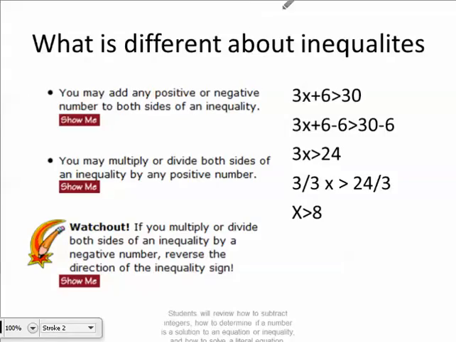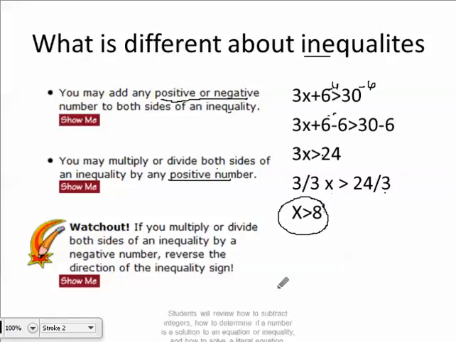Okay? We're going to look at some inequalities now. So what's different about inequalities? Absolutely nothing. We're going to solve them the same way we've been solving equations. We're going to solve them exactly the same way. We can add positive or negative numbers to both sides of an inequality. It will not cause any problems. So subtract 6 from both sides of this one, just like I did right here, and I get 3x is greater than 24. I can multiply and divide an inequality by any positive number, and it won't cause me any problem whatsoever. So divide by 3 on both sides of the inequality. I get x is greater than 8.